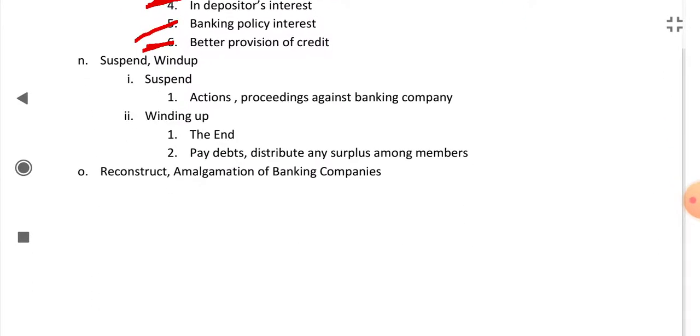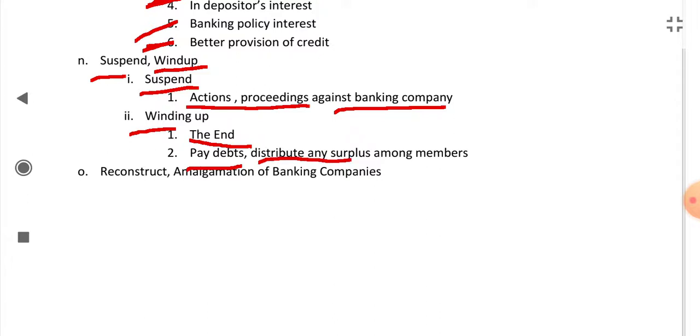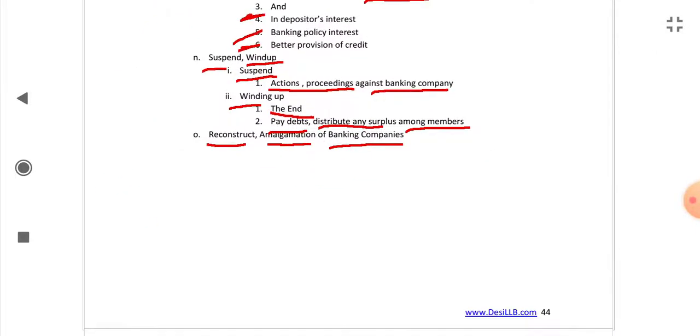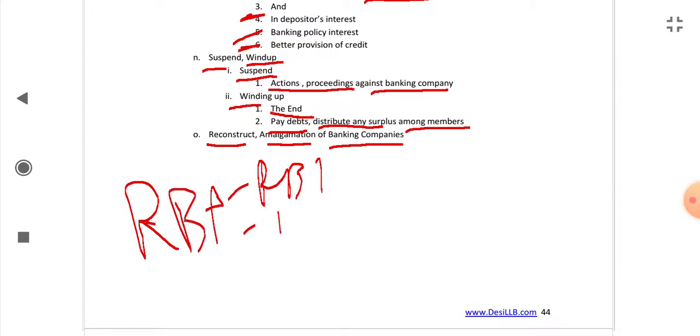RBI also does suspension and winding up of banking companies. In suspension, actions and proceedings are taken against the banking company, so for some time the operations of the banking company are suspended. In winding up, it ends the banking company and pays debts to the creditors who have given debt to the banking company, and distributes any surplus among the members of the banking company. RBI also helps in reconstruction and amalgamation of banking companies. So these were the powers of RBI under the RBI Act and the Banking Regulation Act.